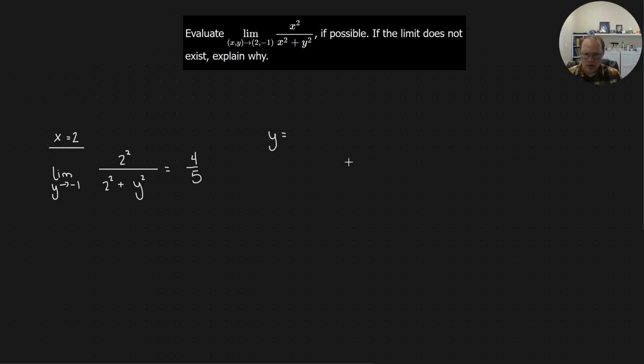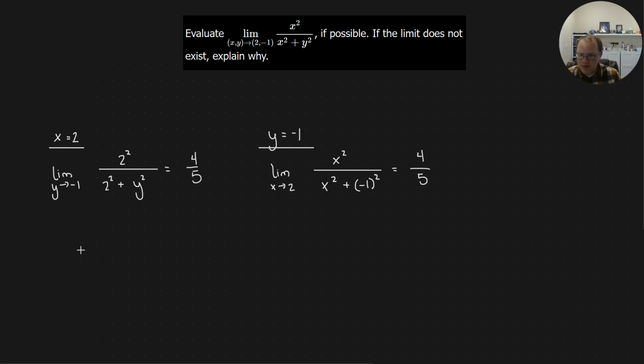Let's look along the path where I fix the y value. Again, be careful. I'm not approaching 0, 0, so I want to let y be -1, and I'm going to let x approach 2. Okay? So I get x squared over x squared plus my fixed y value of -1 squared. Okay? Just as before, there's no problem with me just plugging in 2. I don't get an indeterminate form like 0 over 0 or infinity over infinity. If I just plug in 2 for x, I again get 4/5. So far, everything's working out.